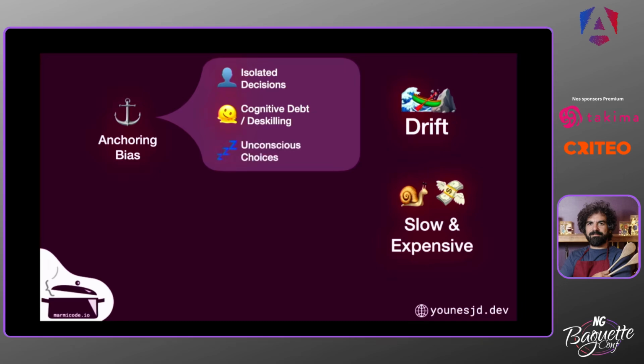And the other thing is unconscious choices. The agent makes choices and decisions that can affect the long term, but you don't see that. It's sneaking some things in. It's adding a third-party package. It chose some strategy. It's added infinite scroll, but you never asked for it. And hence the drift. So it's going in a direction that is not your initial direction, but you don't notice it.